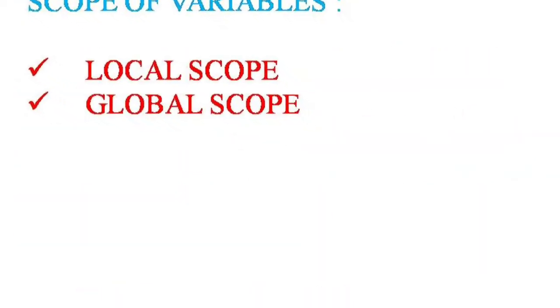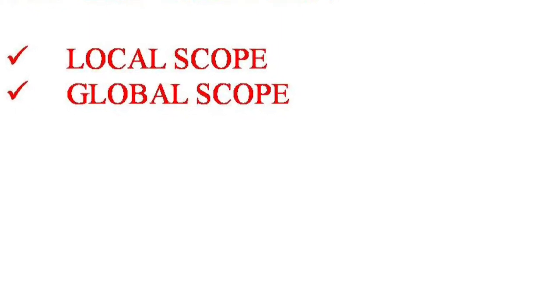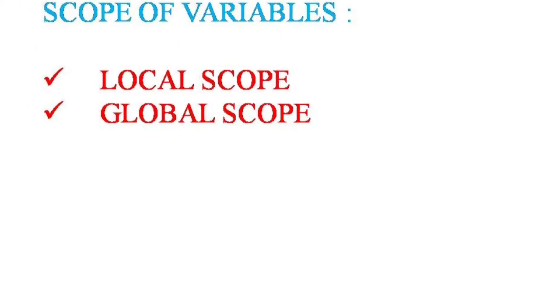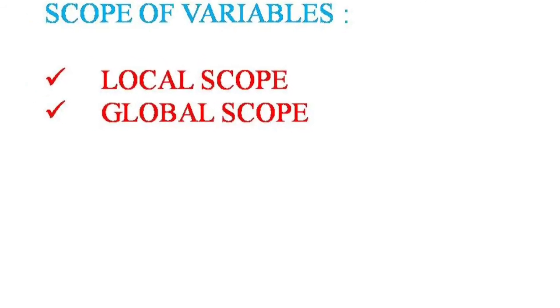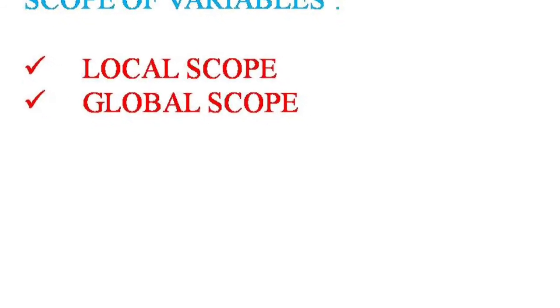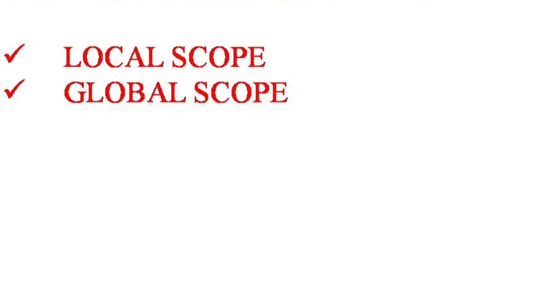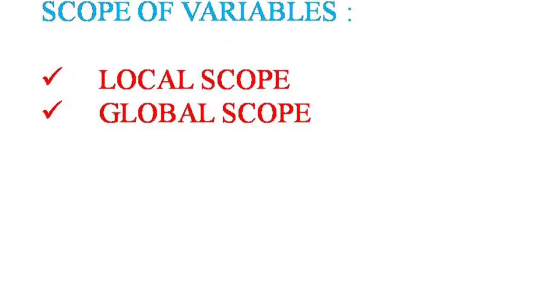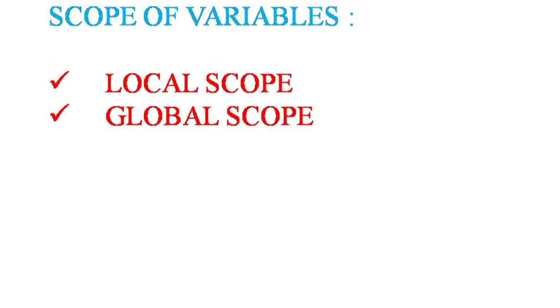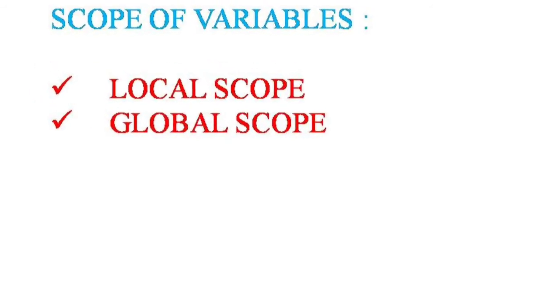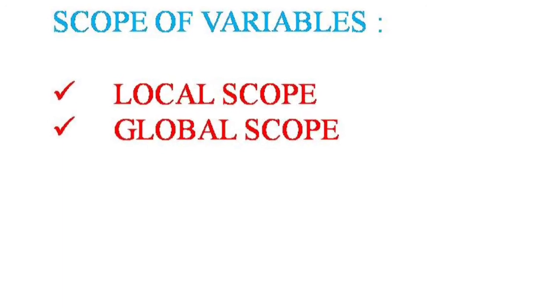Next one we have is scope of the variables. We have already studied about the scope in scoping lesson. The main two scopes are local and global. In local, variables are accessed within the function. Global scope is accessing outside the function.